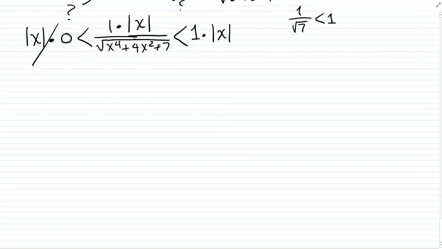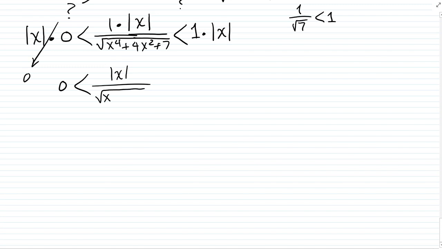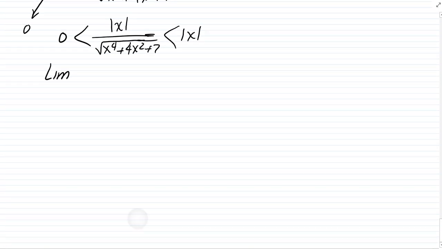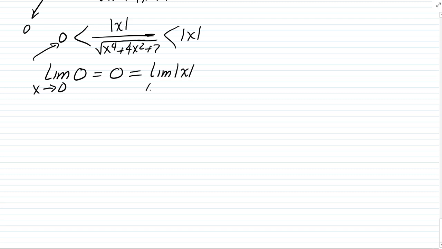Now 0 times absolute value of x, that's 0. 1 times absolute value of x is going to be just absolute value of x, right? So let me just put that x to the 4 plus 4x squared plus 7. And this is less than absolute value of x. And then we're about to finish this. The limit of 0 is 0 as x approaches 0. We just did this one. We're about to do that one. What is the limit of absolute value of x as x goes to 0? Direct substitution makes that 0, doesn't it? So look at it. Your f, and this is your h.